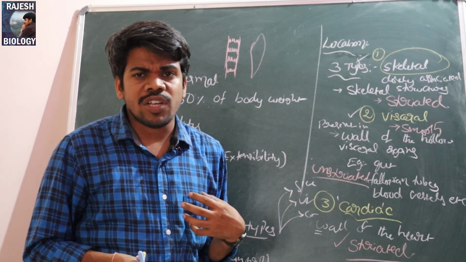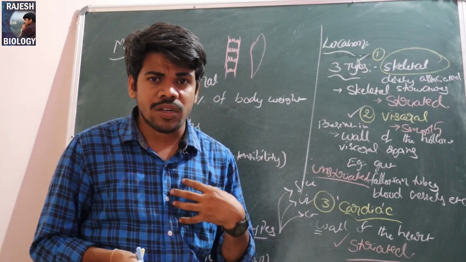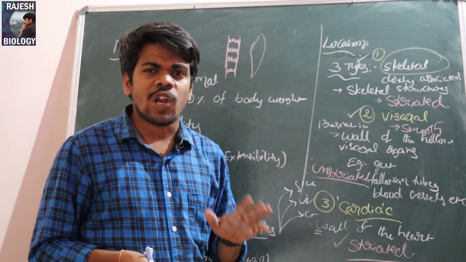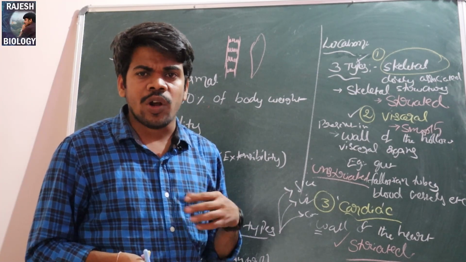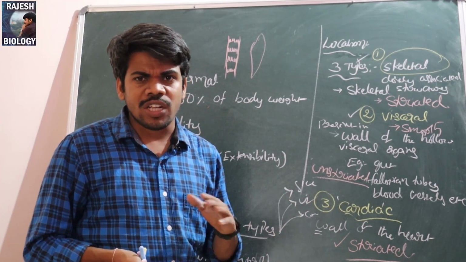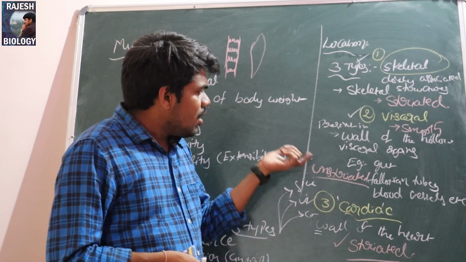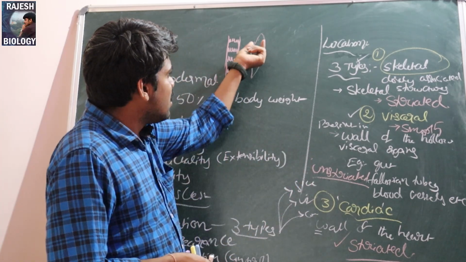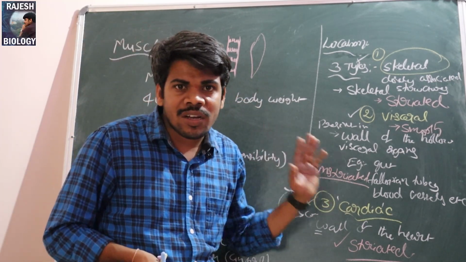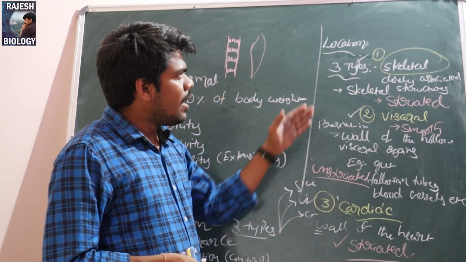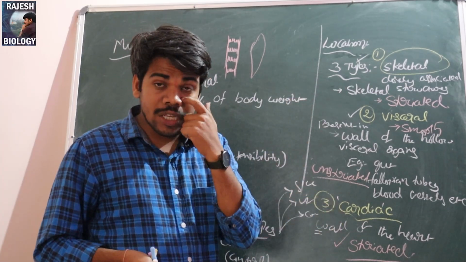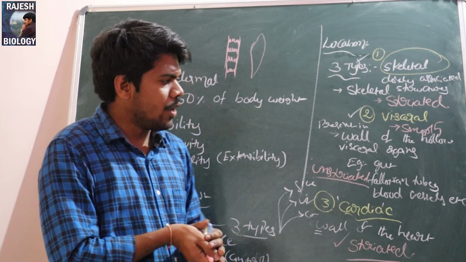The muscles present in the wall of the heart are not smooth muscles. Smooth muscle does not mean under control or not under control. Smooth muscle means with or without striations. Based on that, the muscle which doesn't have striations is called smooth muscle. Only visceral muscles are called smooth muscles, and the remaining skeletal and cardiac muscles are striated muscles. They show the striations on the body.